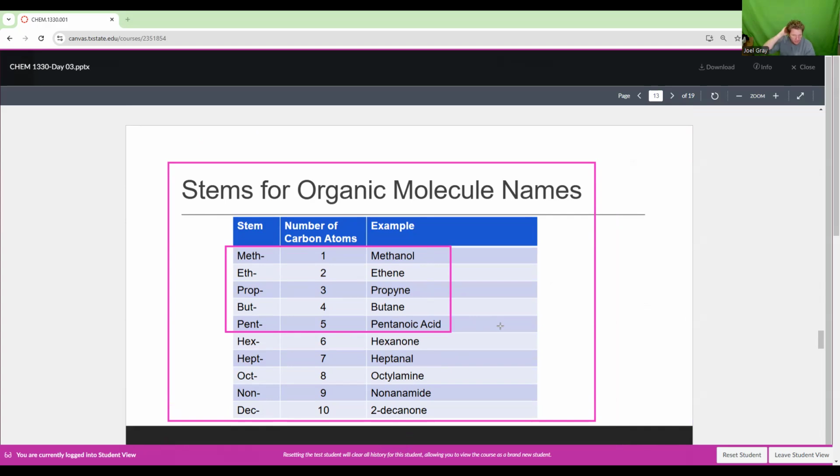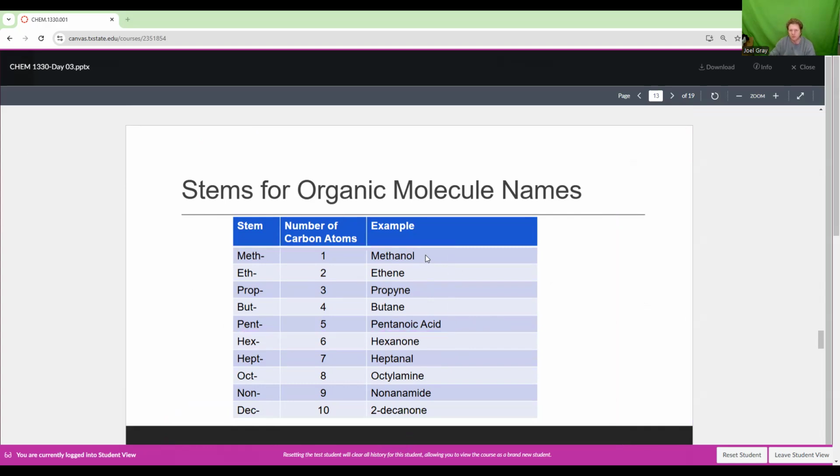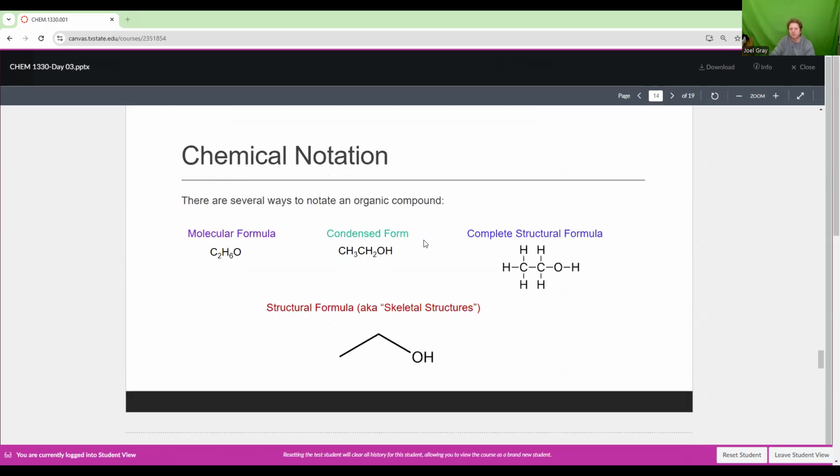If a compound has one carbon only, it's meth. It has the stem of meth. Eth for two, prop for three, bute for four, pent for five. All right. So this gives us some molecule names to use. Then we have this notation, being able to translate from the condensed form to the complete structural form or the molecular form. These are all going to be valuable skills.